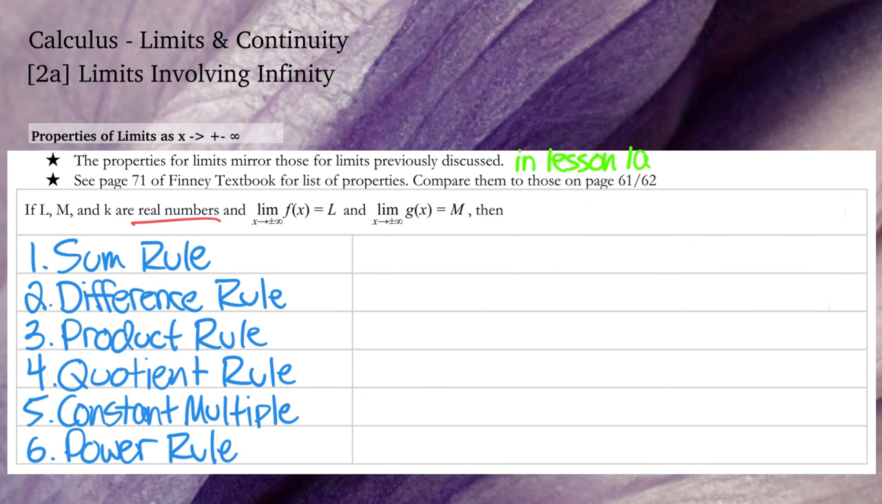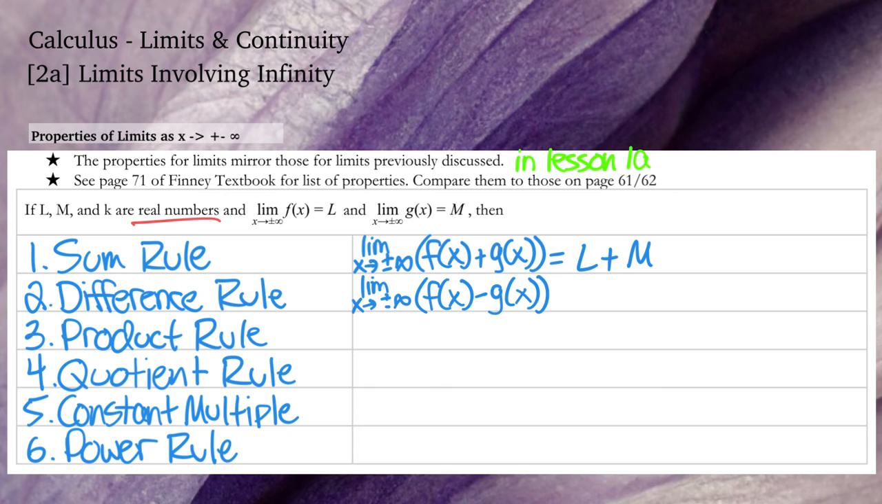The sum rule states that if you take the limit of a sum, the result is the sum of the limits, L and M. The difference rule says that if you take the limit of a difference, that's equal to the difference of the limits, L minus M. If you're writing all these down, by the way, you could use those double quotation marks to show that you're duplicating the same expression. The product rule, as expected, states that if you take the limit of a product, then the result is the product of those limits, L times M.